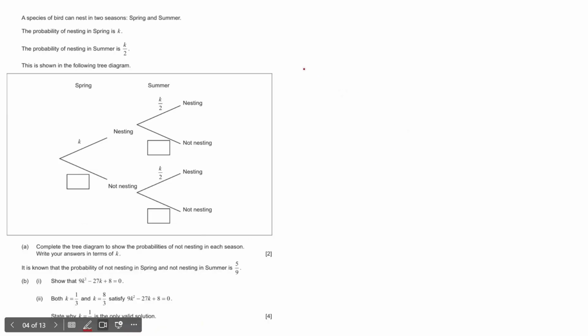Okay. Now, for the first part, let's see what are the things that have been given to us. We have to complete the tree diagram to show the probabilities of not nesting in each season. So we know that the probability of nesting in spring is K, and we know that the probability of nesting in summer is K over 2.